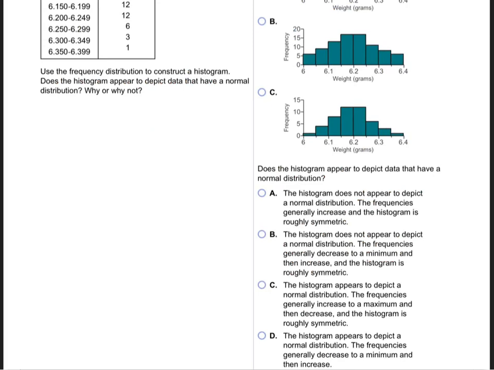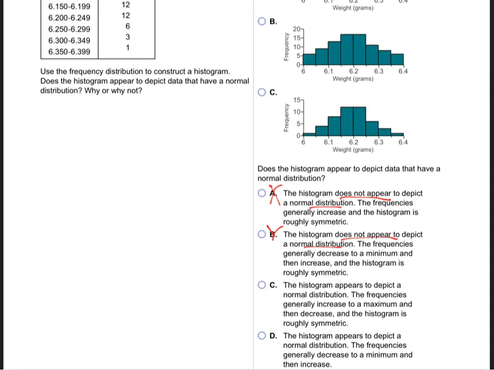So there's the 4 options. So we want to go with, no, A and B are out. Does not appear. No, it does appear. So forget about A and B, because they say does not appear to be normal. It's not A or B. It's going to be either C or D. I don't know if you can read that print.